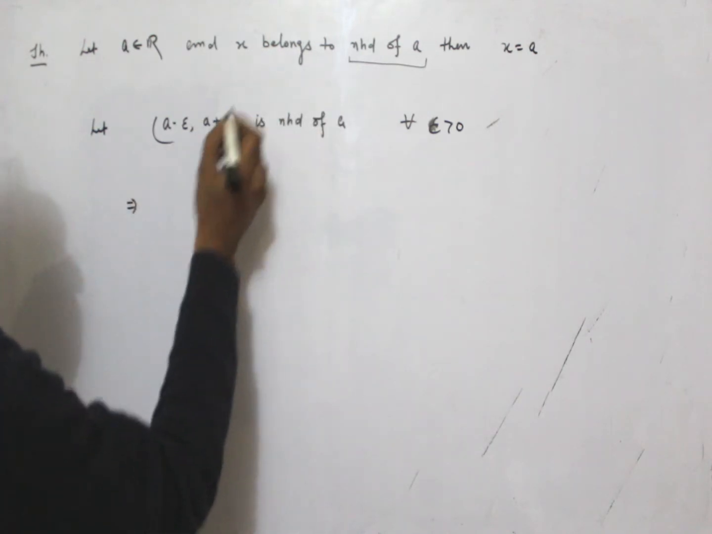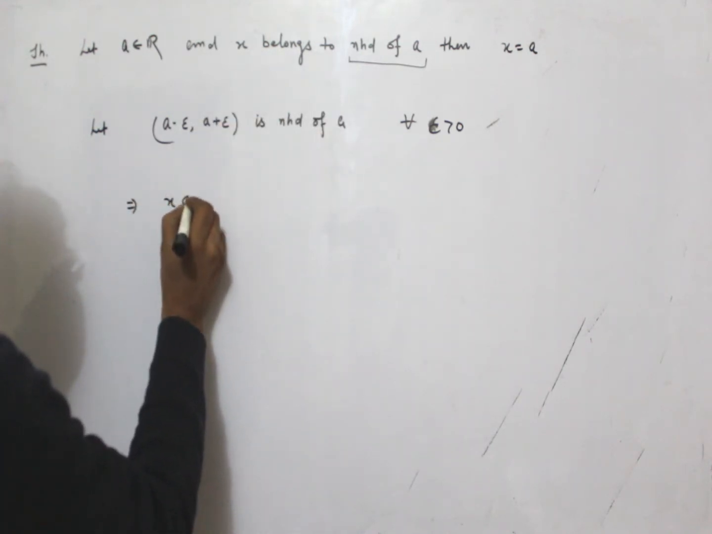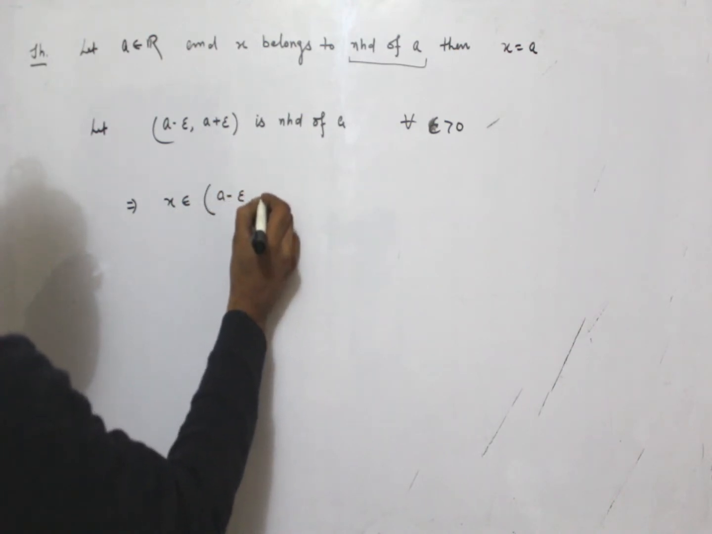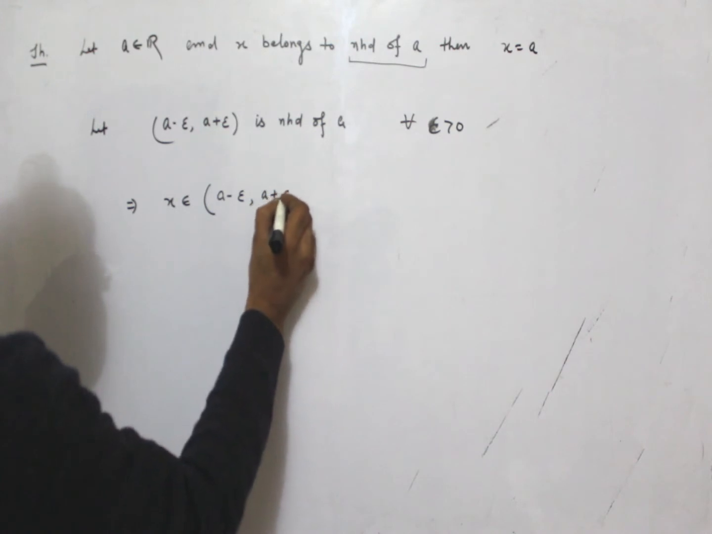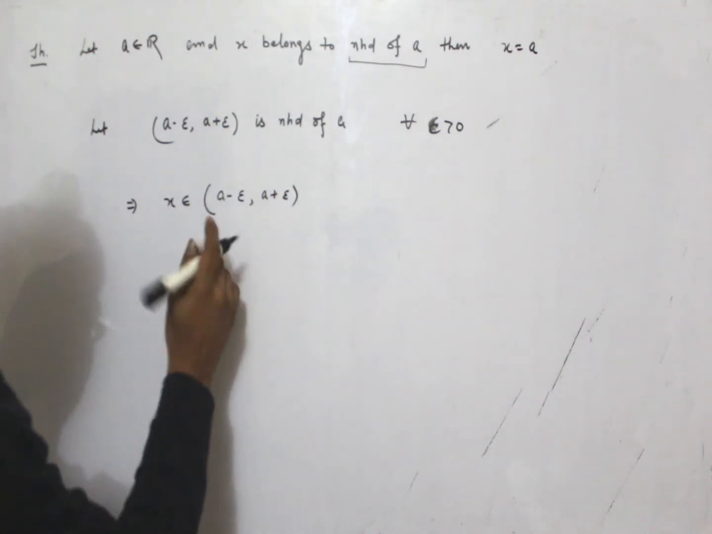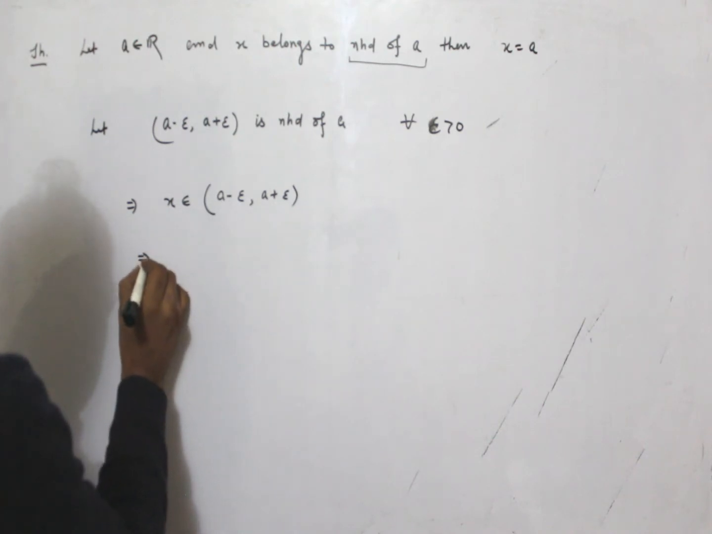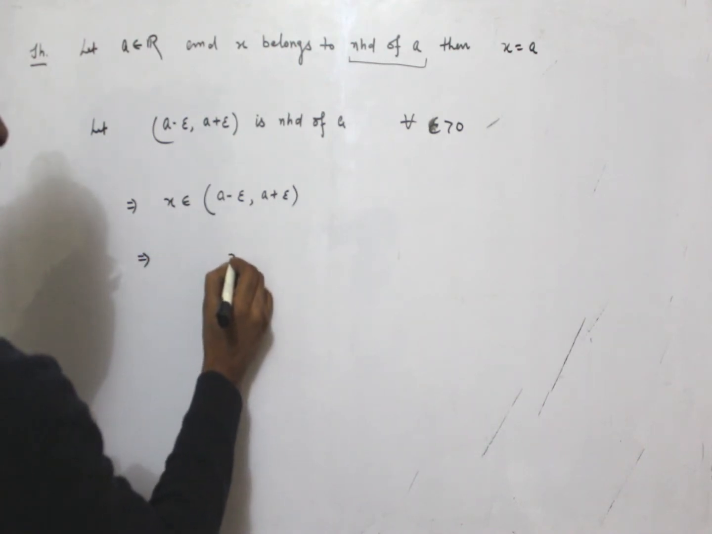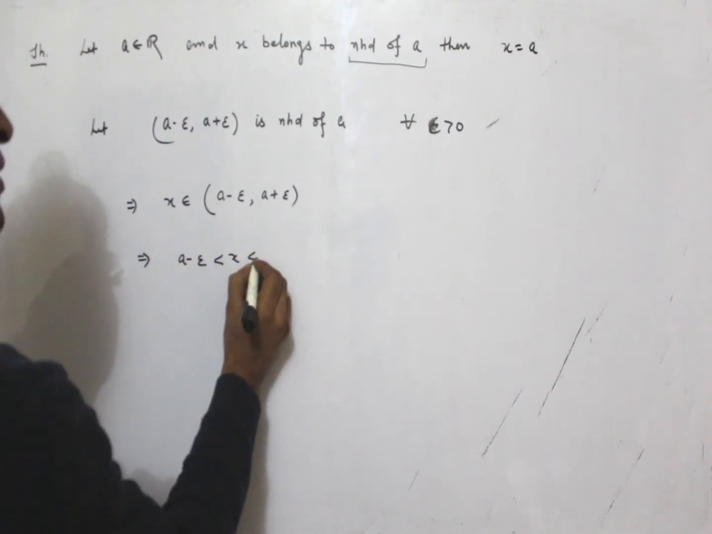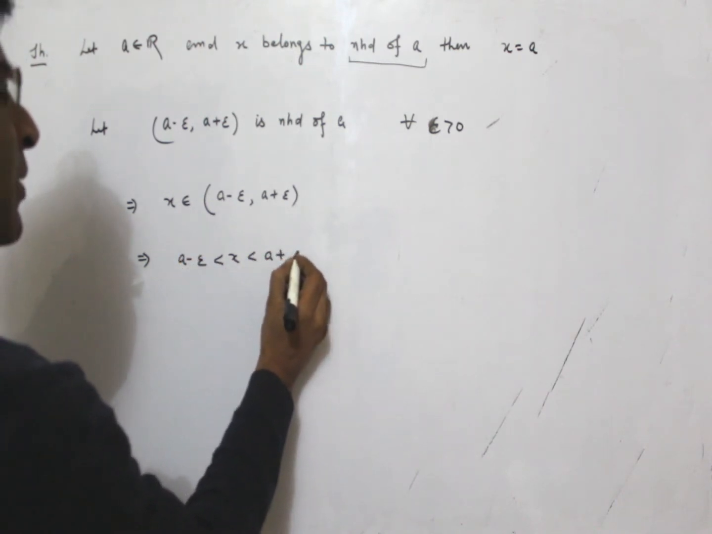That means here it is saying x belongs to this neighborhood. Now x cannot be this or this. This means x lies between A minus epsilon and A plus epsilon.